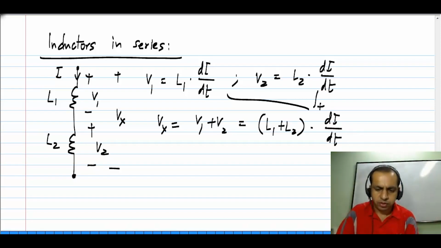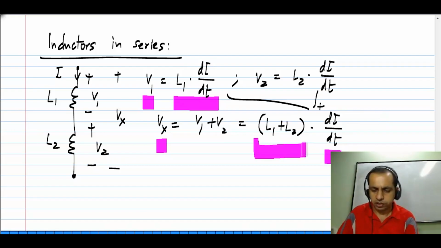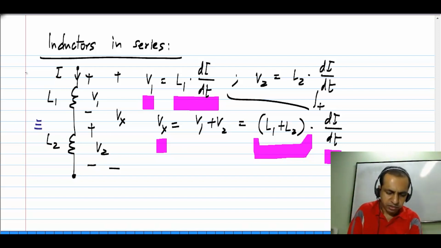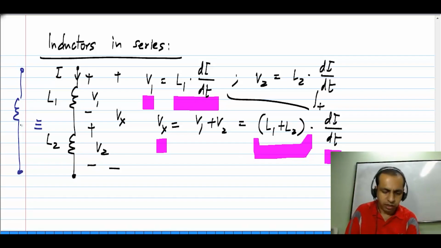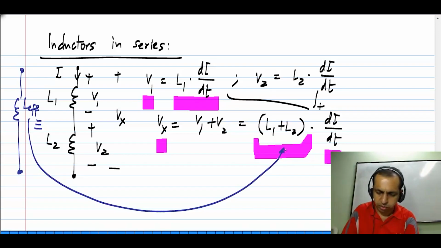Okay. So again, the relationship between this Vx and the current I looks exactly similar to that of a single inductor. The only different thing is the proportionality constant in front of the time derivative of the current. Okay. So clearly, from the nature of this relationship, we deduce that the series combination is equivalent to an inductor, and the value of the inductor, let me label it L effective, is given by the sum of individual inductors.